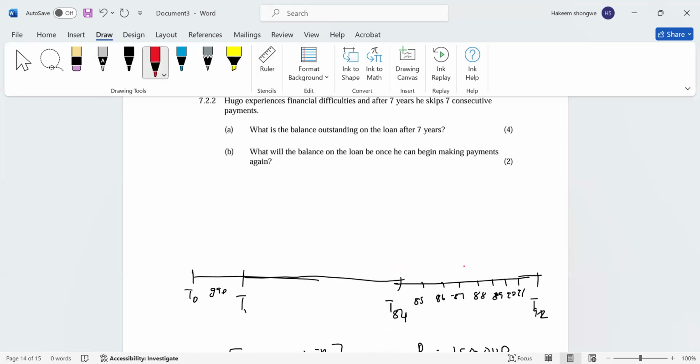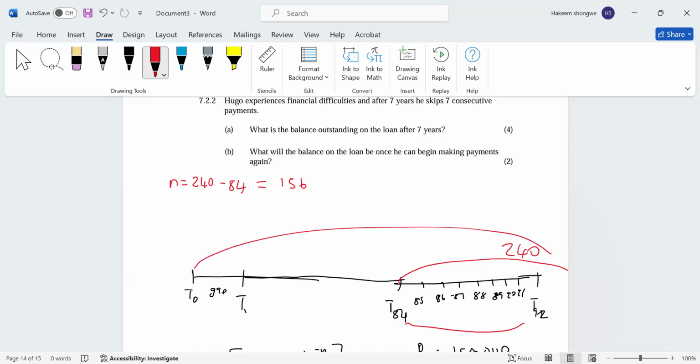Remember, all in all, right now you have 240 to play with. If you go to the end here, you have 240. How many have you paid? You've paid 84. So N is going to be equal to 240 minus 84 that you have already paid. How many are still outstanding? 156. It's 156 payments that you still have to make. At T0, there were still 240 payments to make, and at T84, there are still 156 payments to make.